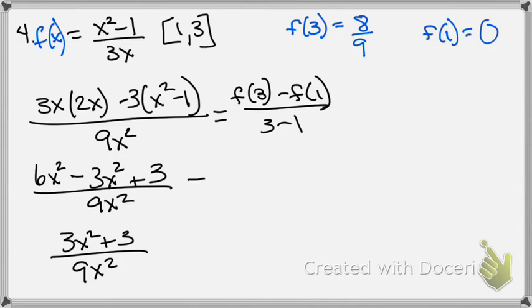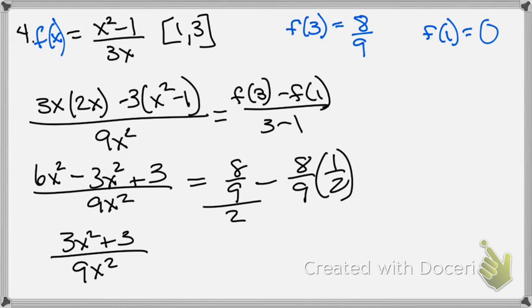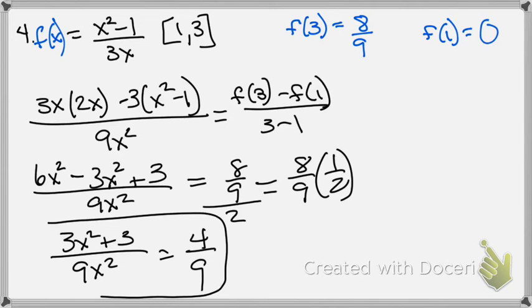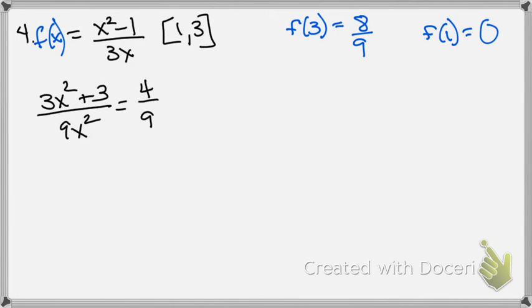On the right side, f of 3 was 8/9, that's fun, minus 0 all over 2. Okay, well that's the same as 8/9 times 1/2. So that's just going to give you 4/9. Okay, so this is basically the equation we're working on right now. I'm going to rewrite that and give myself some more space. So now I would cross multiply. Again, you could have simplified first.